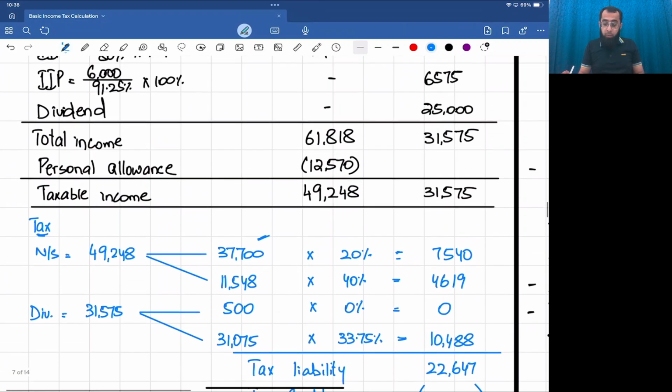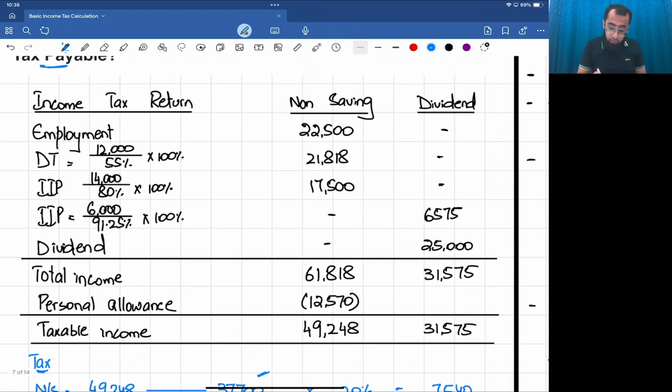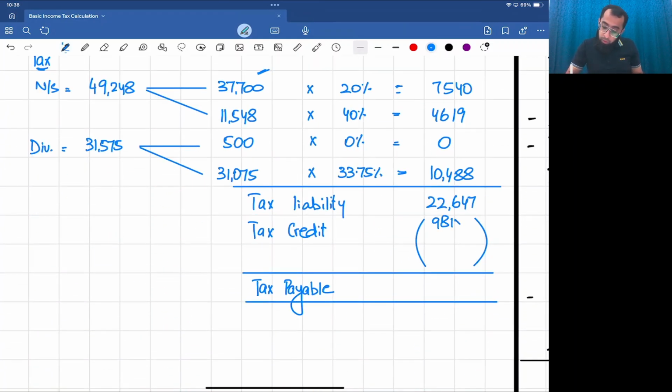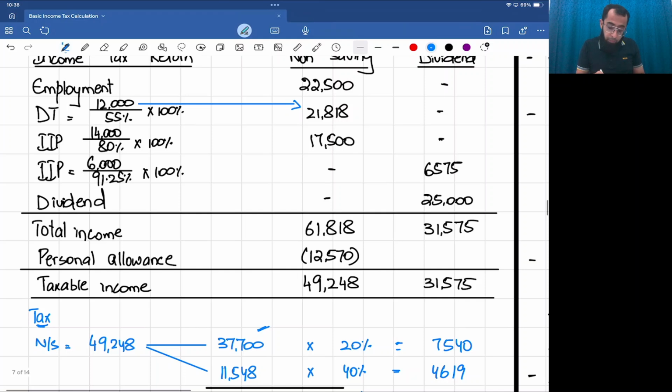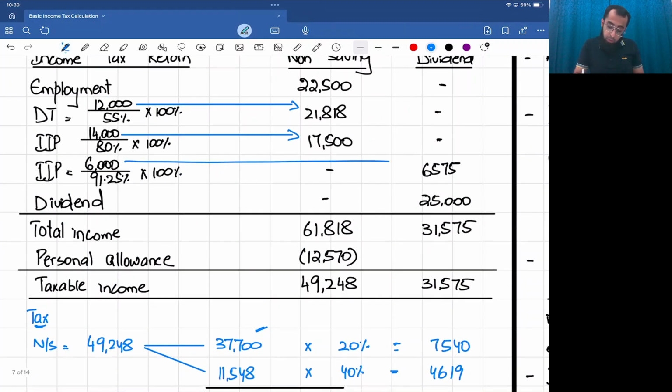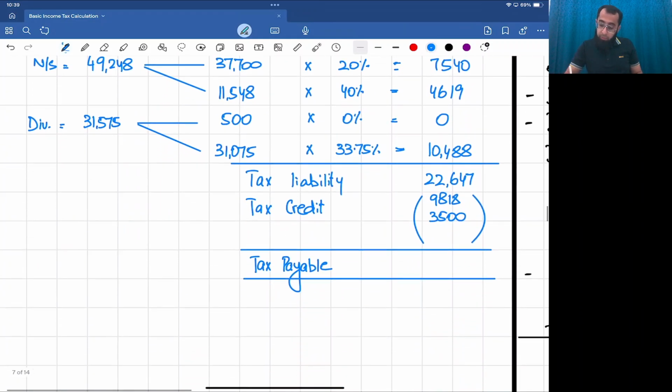So there were multiple tax credits in this question. Discretionary trust, 12,000 to 21818. I believe it's 9818 for the discretionary trust. For IIP, 14,000 to 17,500, so it's 3,500. And 6,000 to 6,575, so it's very much clear, it's 575, which was grossed.